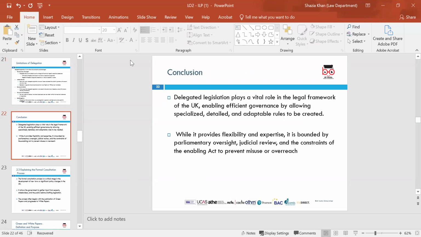But delegated legislation plays a crucial part in the legal framework, enabling efficient governance by allowing specialized, detailed, and adaptable rules to be created. So while it provides flexibility, it's bounded by Parliament, and there are some constraints on the misuse of it as well.